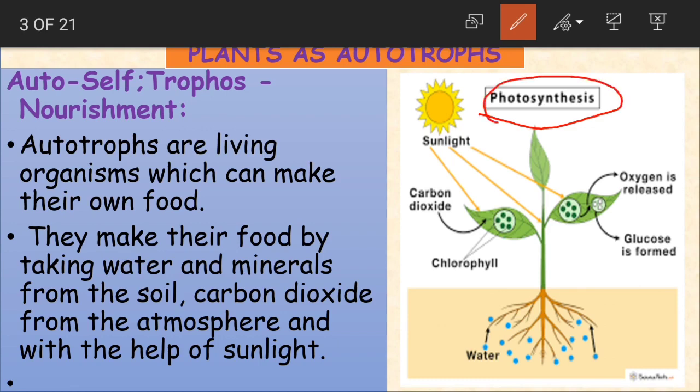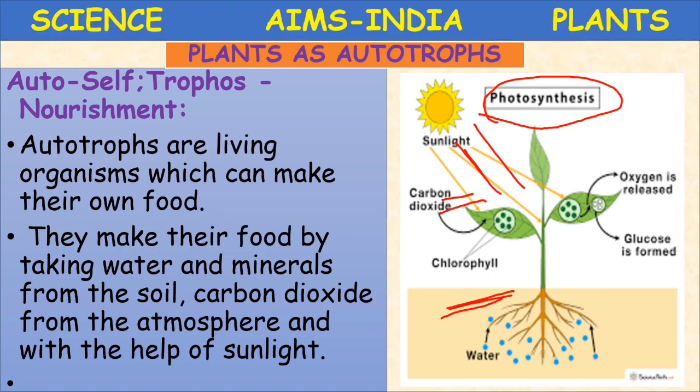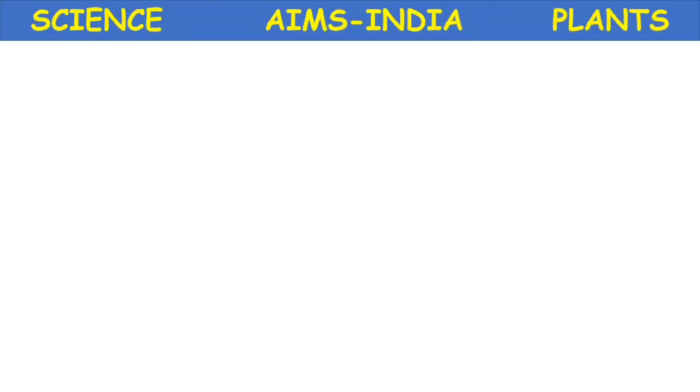So what are they taking? They are taking minerals from the soil. See the roots under the soil? They are taking the minerals from the soil, carbon dioxide from the atmosphere and with the help of sunlight. Okay. So these three are very important in photosynthesis. By this process they are able to make food. Clear children? Yes.